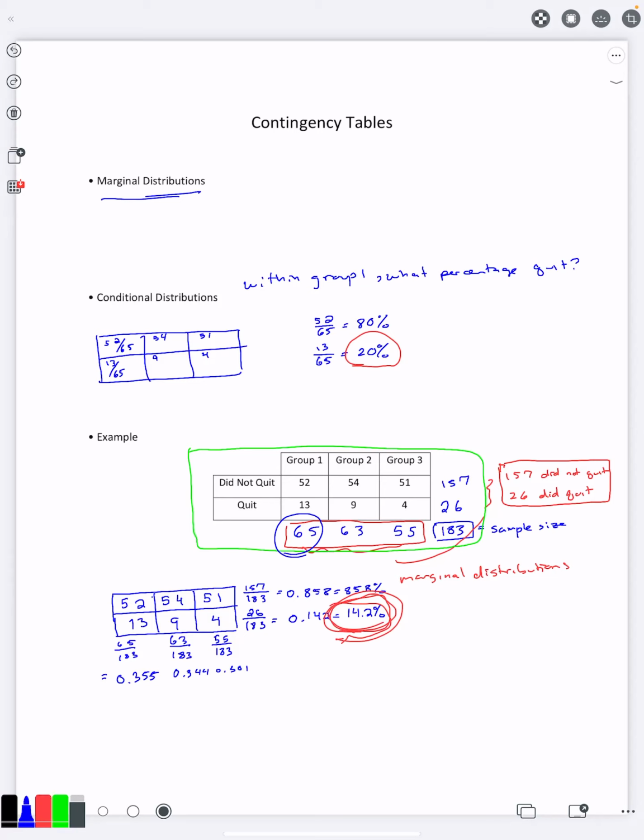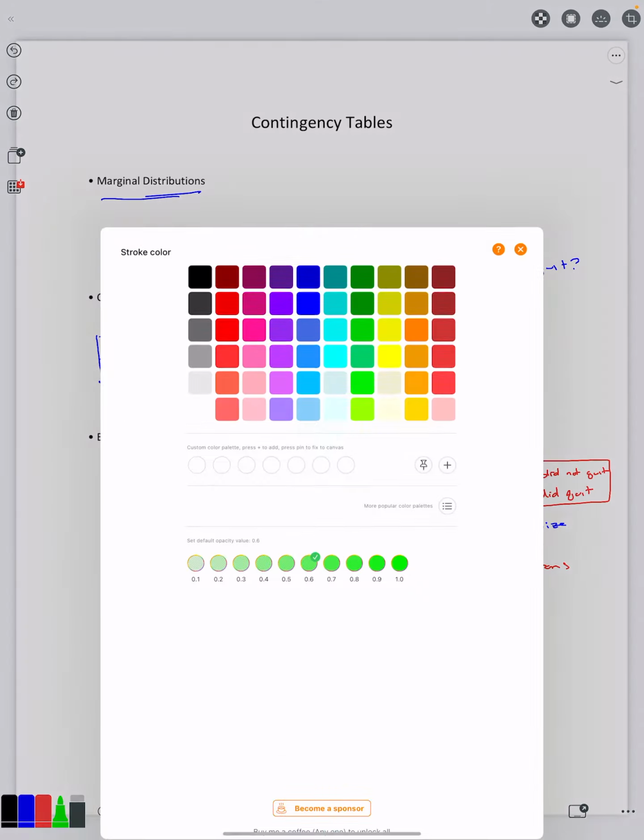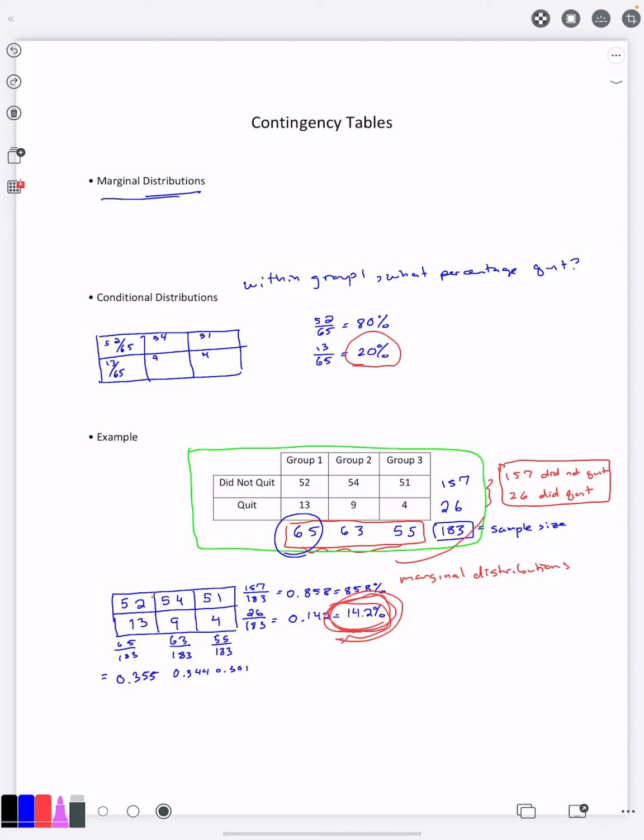What if I say, what percentage of people are in group 1? Well, what percentage of people are in group 1? That would be 35.5%. However, if I said, what percentage who quit are in group 1? So we have to be careful here. What numbers are we going to divide?